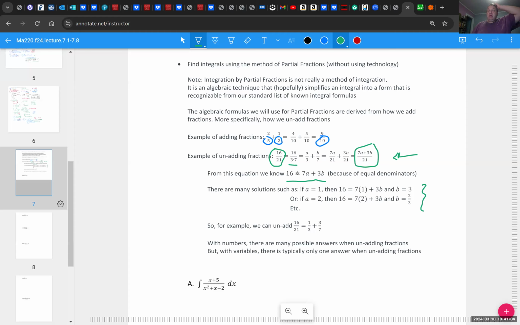And just as an example of this, I took the first one where I got a is 1 and b is 3. And so my a over 3 is 1 over 3. My b over 7 is 3 over 7. And that gives an unadding or a decomposition of fractions. 16/21 is equal to 1 over 3 plus 3 over 7.